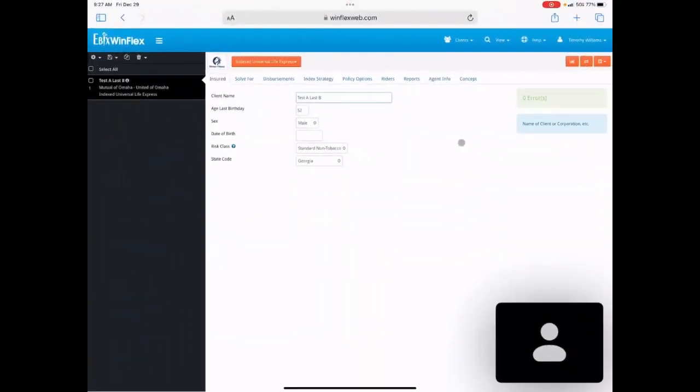All right, so now I'm going to go over an illustration. I'm just using a very simple illustration here with Mutual of Omaha's WinFlex software on a Mutual of Omaha product, the Index Universal Life Insurance Policy. Essentially, I'm just going to go over the basics. I'm not going to do anything drastic, so you universal life gurus, don't come at me. I'm just doing this basic so that we can understand the basics of an illustration.